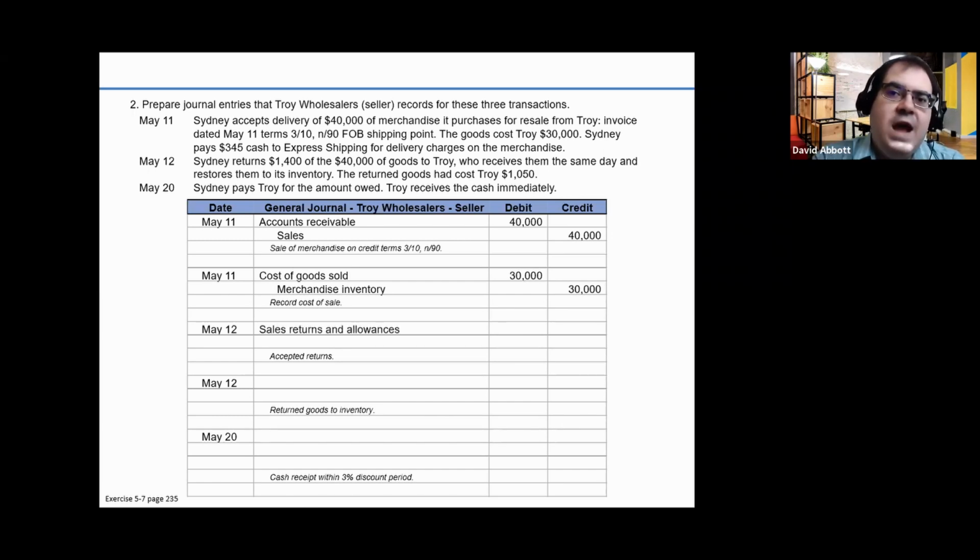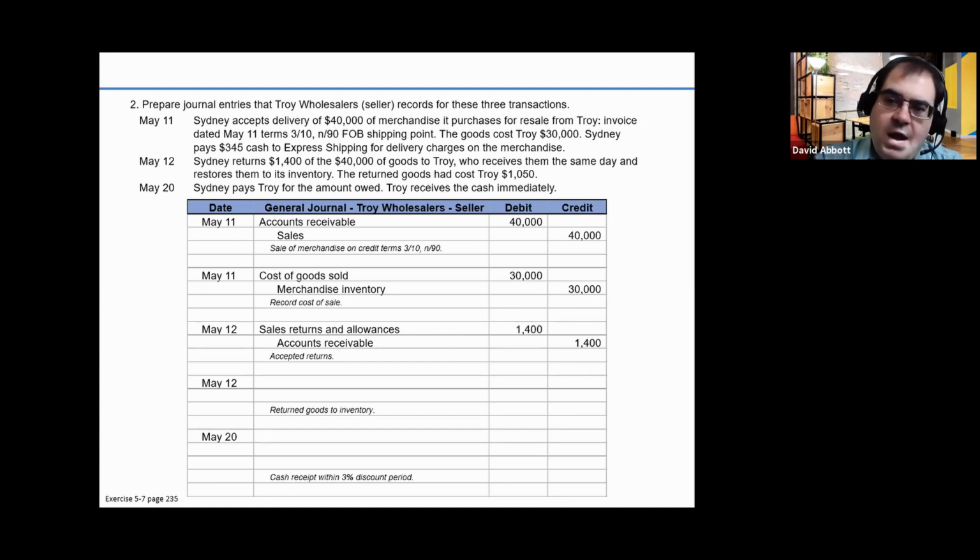Sydney. So now on the 12th, Sydney returns $1,400 of the goods, and the returned goods cost Troy $1,050. So you have sales returns and allowances of $1,400, and you have the accounts receivable of $1,400. So you debit sales returns and allowances to record the amount of the return, which again is a contra account to sales. Because remember, sales normal balance is credit, but sales returns and allowances normal balance would be debit.